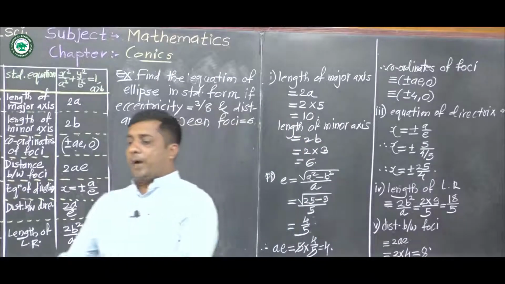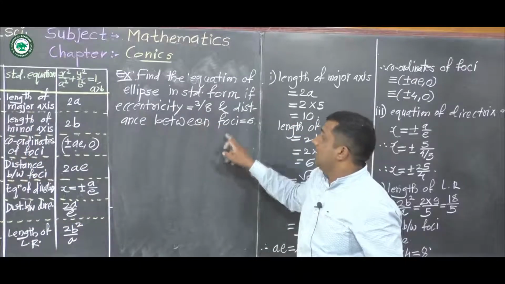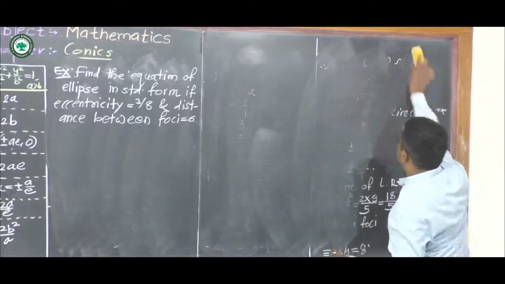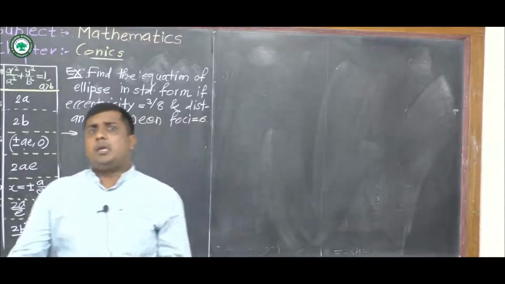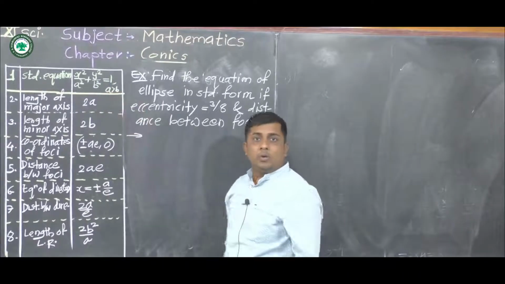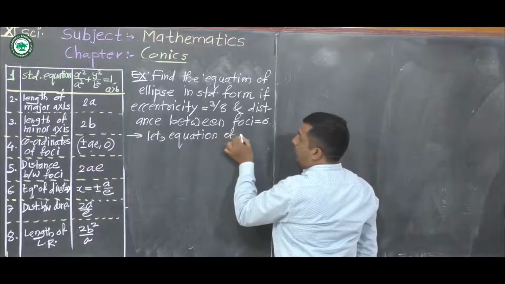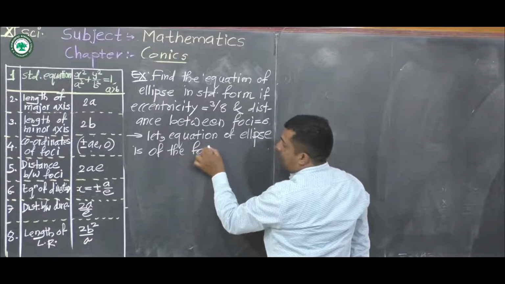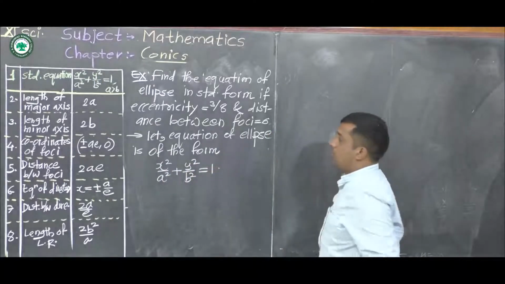Now in this example again we have to find the equation of the ellipse, and for this we are given the eccentricity and also the distance between the foci. Okay, so we go with our given things first. We consider the equation of ellipse in standard form as x square upon a square plus y square upon b square is equal to 1. Let the equation of ellipse be of the form x square upon a square plus y square upon b square is equal to 1.